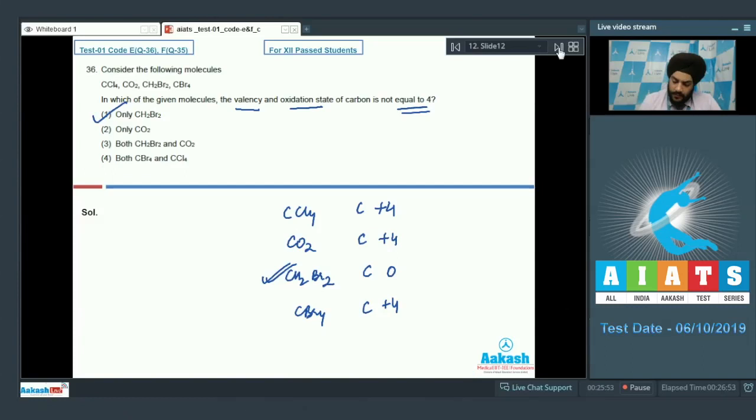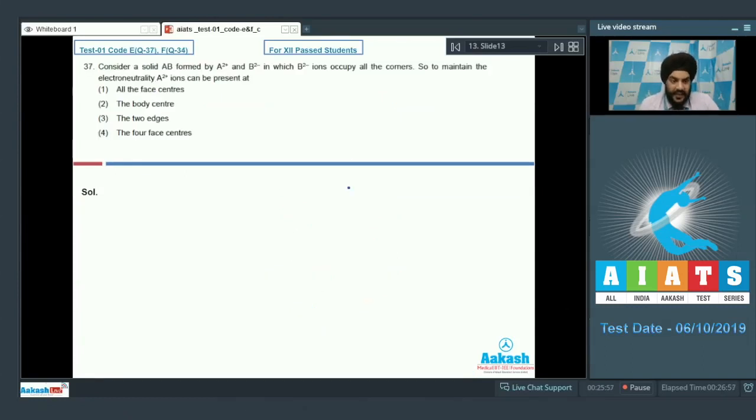Let us look at the next question now. Question number 37. Consider a solid AB formed by A2+ and B2- in which B2- ions occupy all the corners. So to maintain the electroneutrality, A2+ ions can be present at. So if we talk about the number of B2- ions present, students, it is present at all the corners. There are 8 in number and each corner is shared between 8 cubes. So there has to be only one B2- in the unit cell.